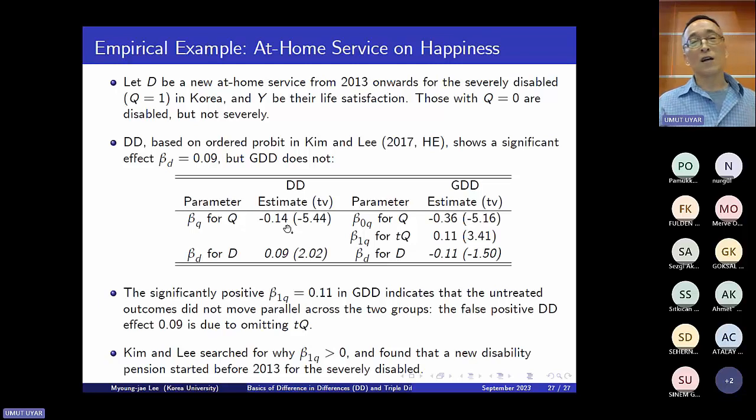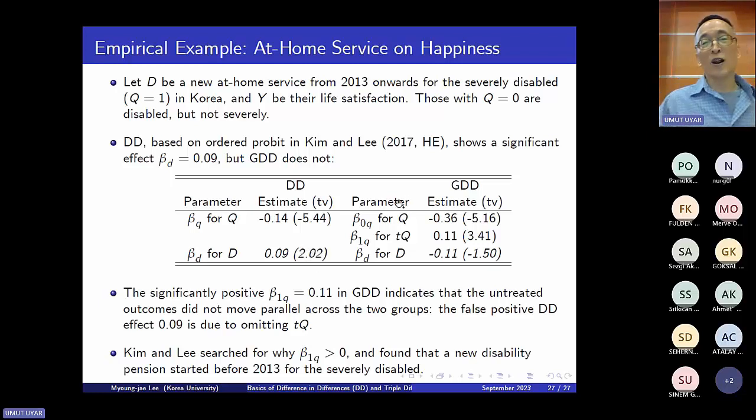We find the group effect to be much negative. I mean, obviously, compared with non-severely disabled people, the severely disabled treatment group has overall much less satisfaction of our life. And the treatment effect, the slope of D is 0.09, significant. Okay. This is T value.